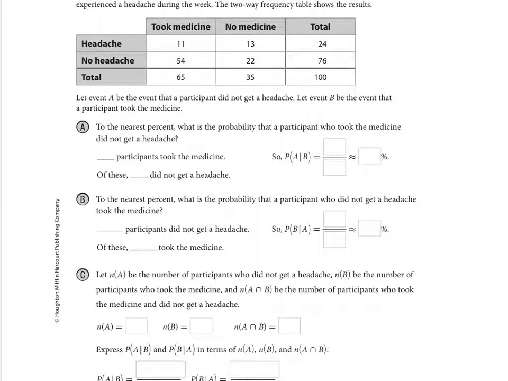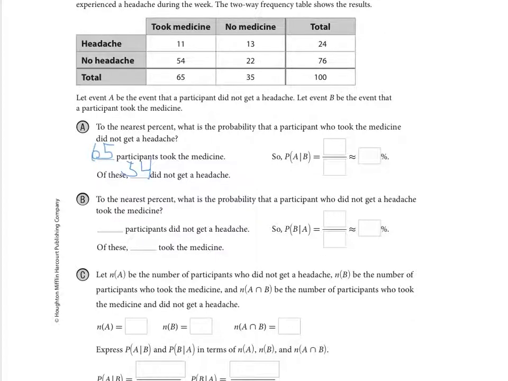We need to know how many participants took the medicine altogether. So first off, we're going to look at this first column, and that is going to be 65 total participants that took the medicine. So let's put that in the blank there. And then of these 65 in this column, how many did not get a headache? That would be 54 out of those 65.